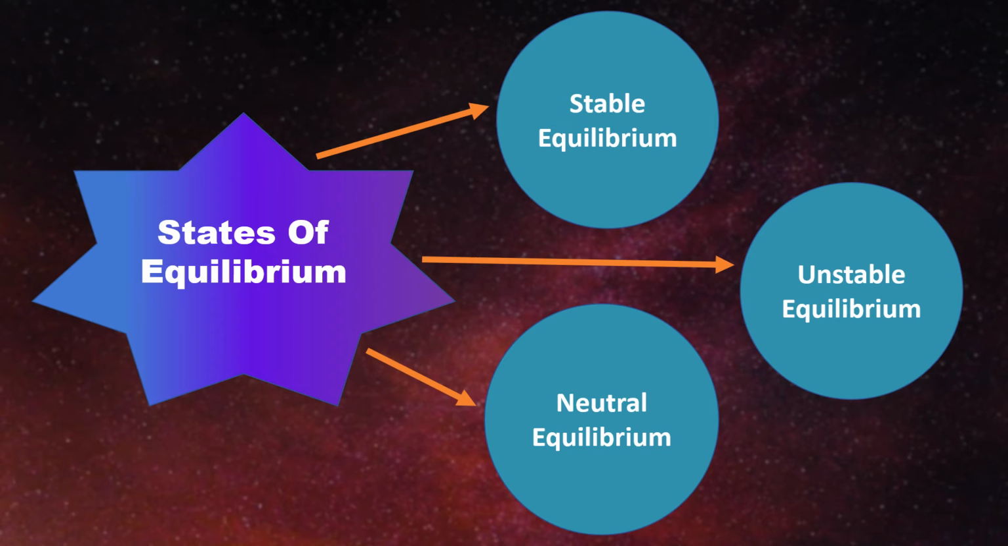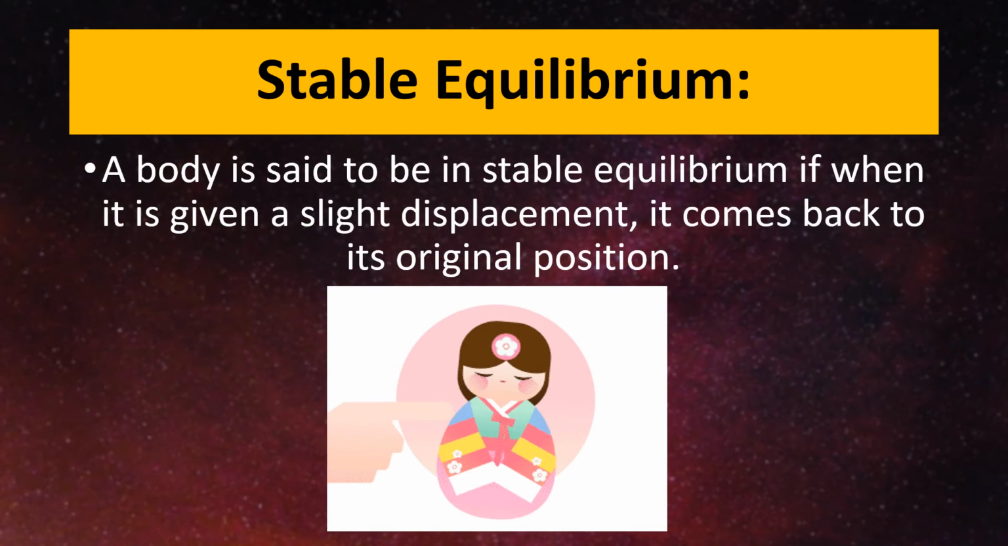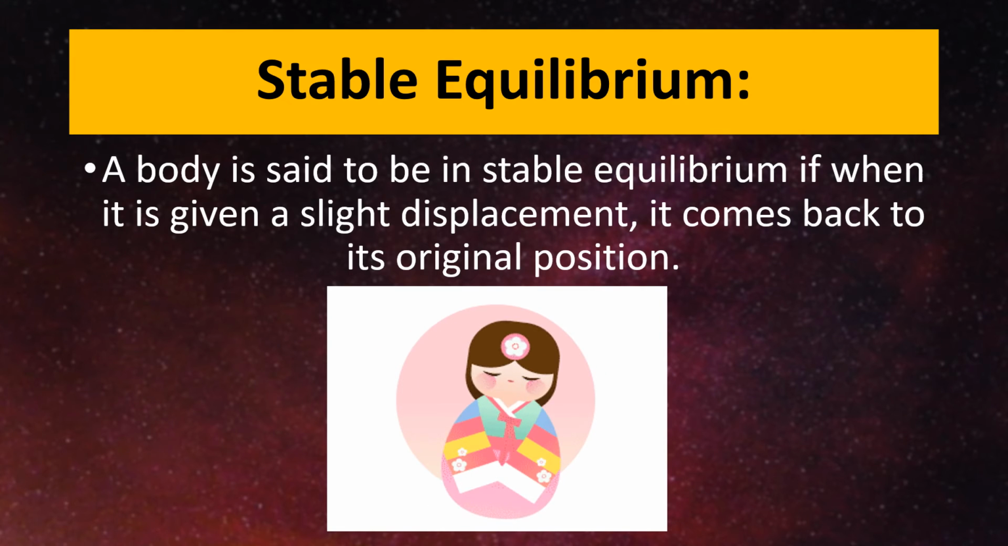Now, let's look at the different states of equilibrium. There are three states: stable equilibrium, unstable equilibrium, and neutral equilibrium. First, let's take a look at stable equilibrium.